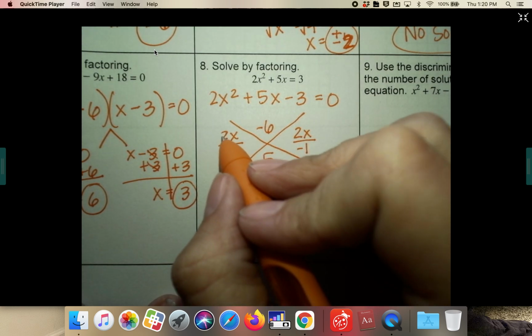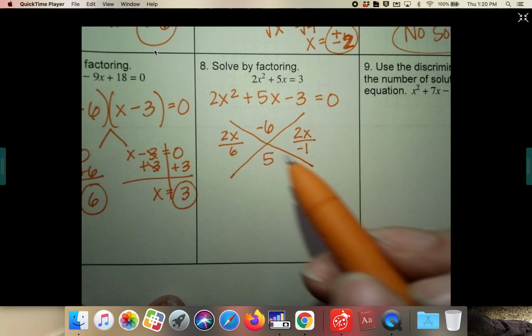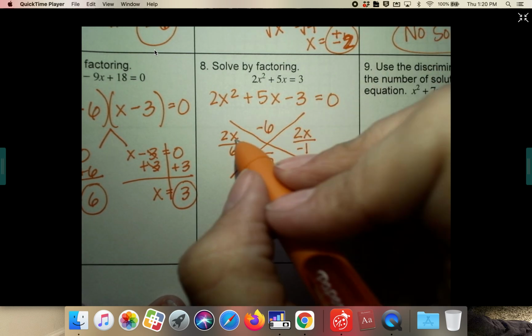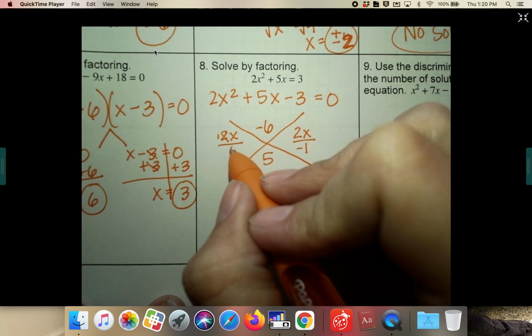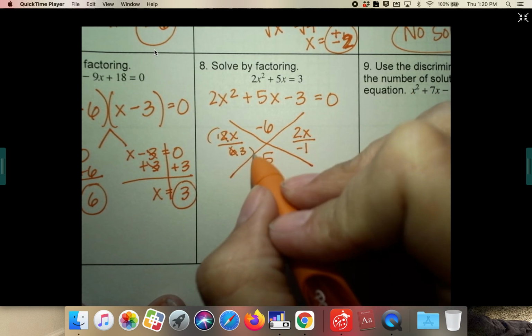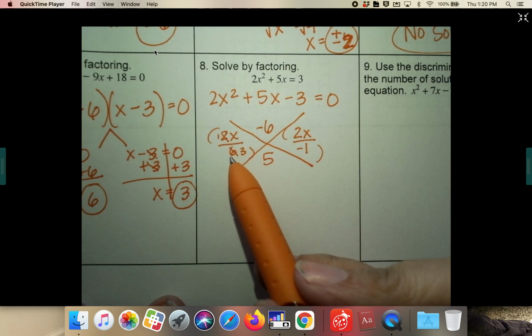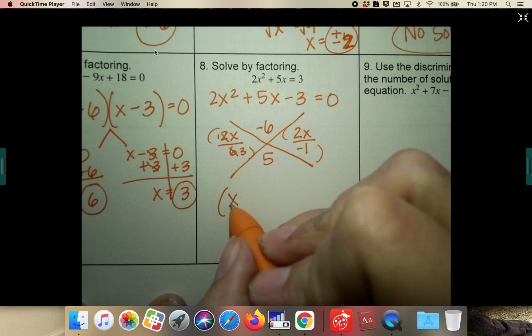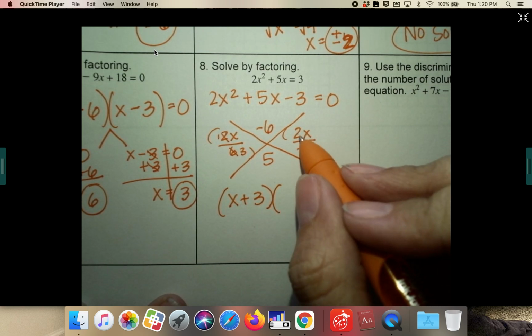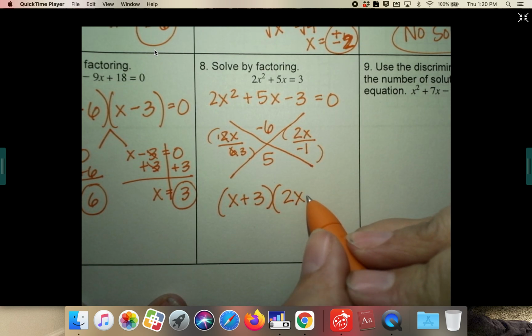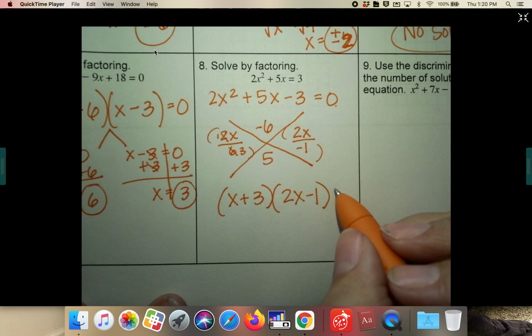So that's right. So then you have to simplify. 2 and 6 will both divide evenly by 2. That would be 1 and 3, and then you're done. And these don't simplify. So your two sets of parentheses are x plus 3 and 2x minus 1. Now you're not done. It's equal to 0, don't forget.